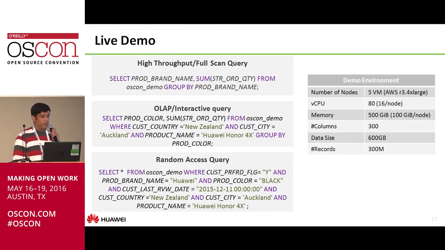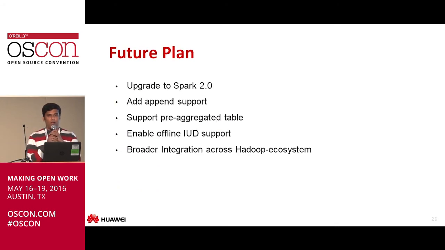So that was the demo. And now let's talk about the future plan of Carbon. Carbon is in a beginning stage, though it's completely stable and it has a sufficient number of features for production use, and we are using it in production in many of our sites. But still, we have a lot of plans for Carbon. We want to upgrade to Spark 2.0. Currently, we have integrated with Spark 1.5.